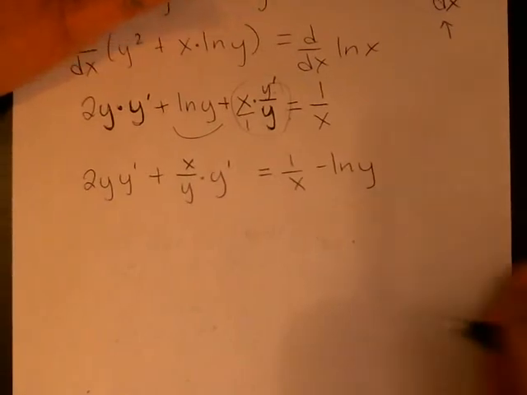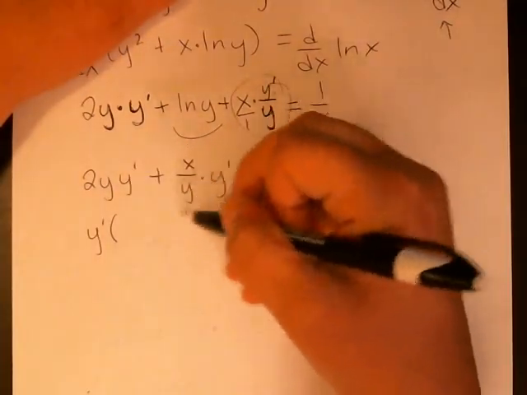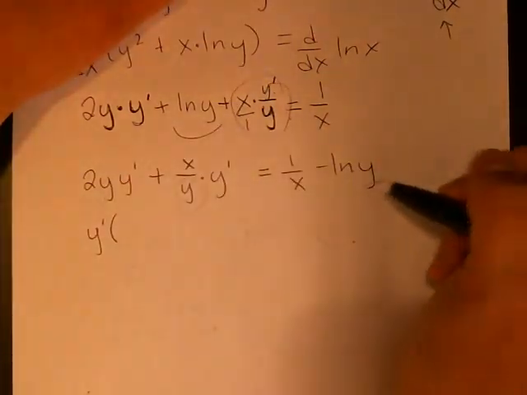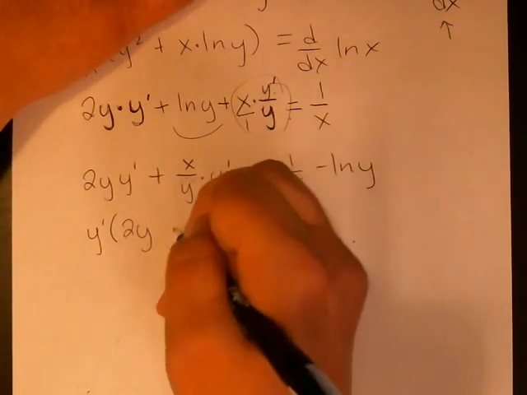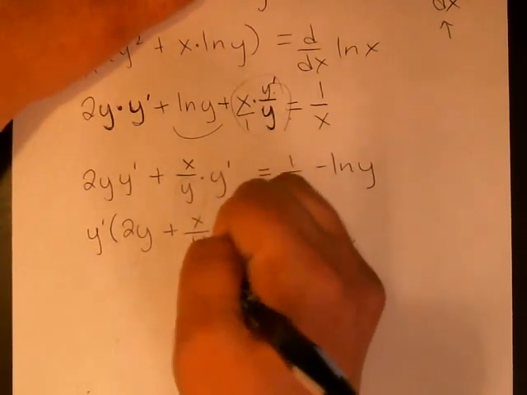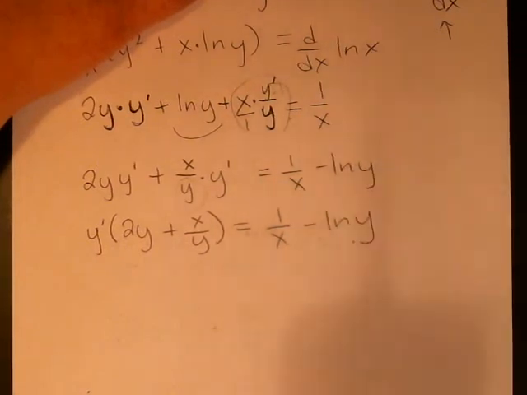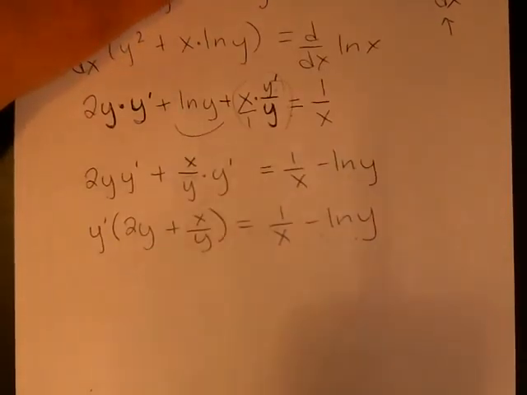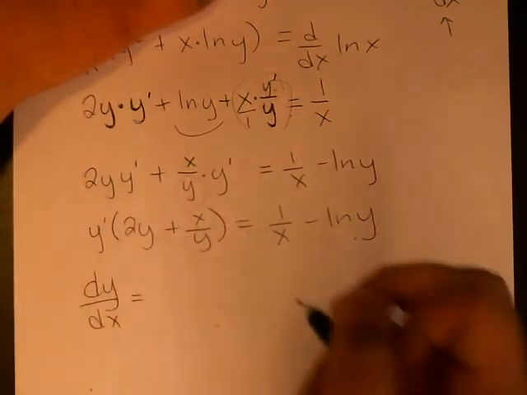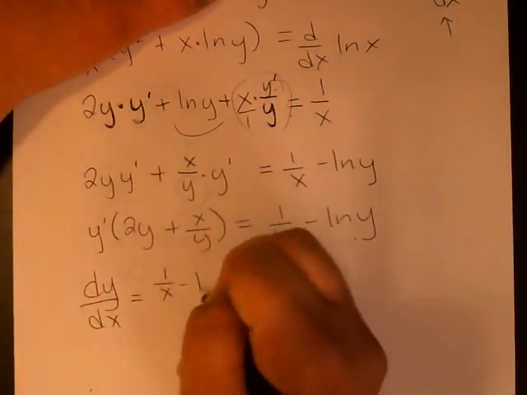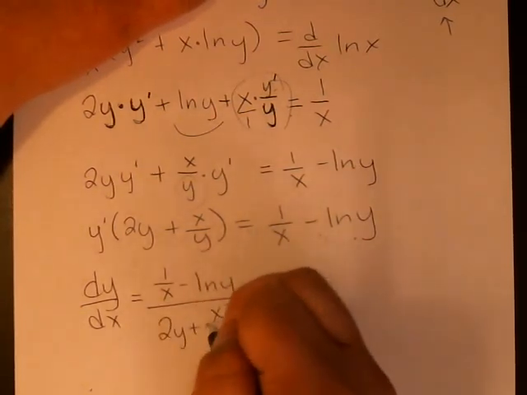I'm going to go ahead and factor out my y prime, although I would point out at some point you're going to have to clear the extra fractions. So if you wanted to do that now, you could. I'll go ahead and do it in the last step. Okay. And then I divide, so I get my y prime, I'll go ahead and rewrite it as dy dx since I'm close to the end, is equal to 1 over x minus the natural log of y divided by 2y plus x over y.